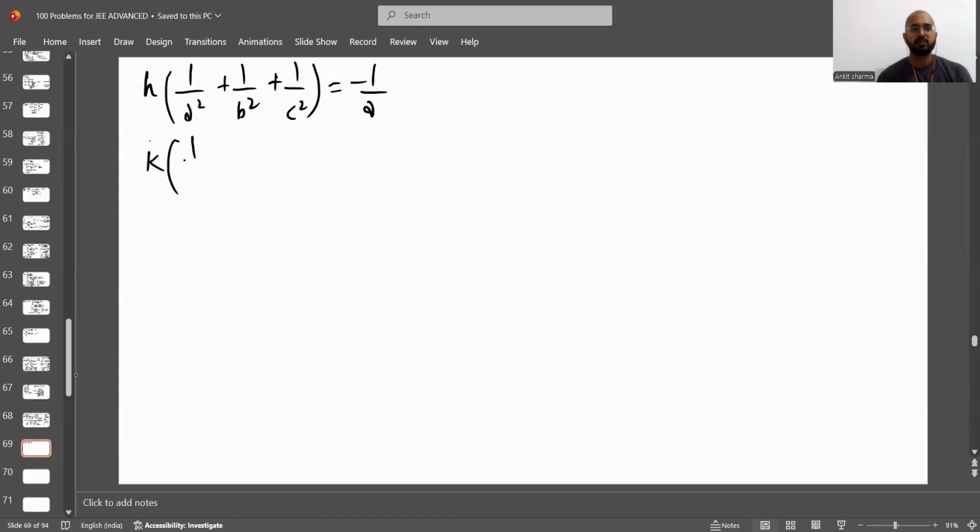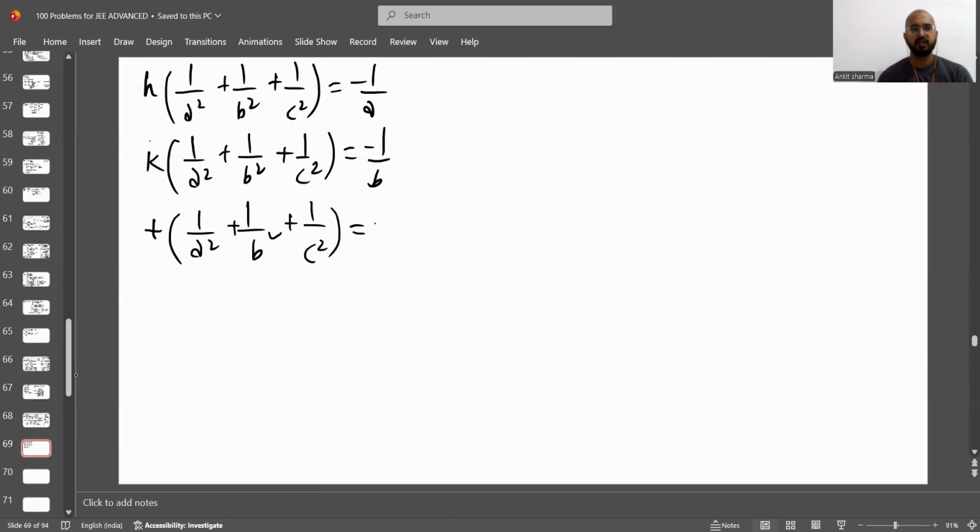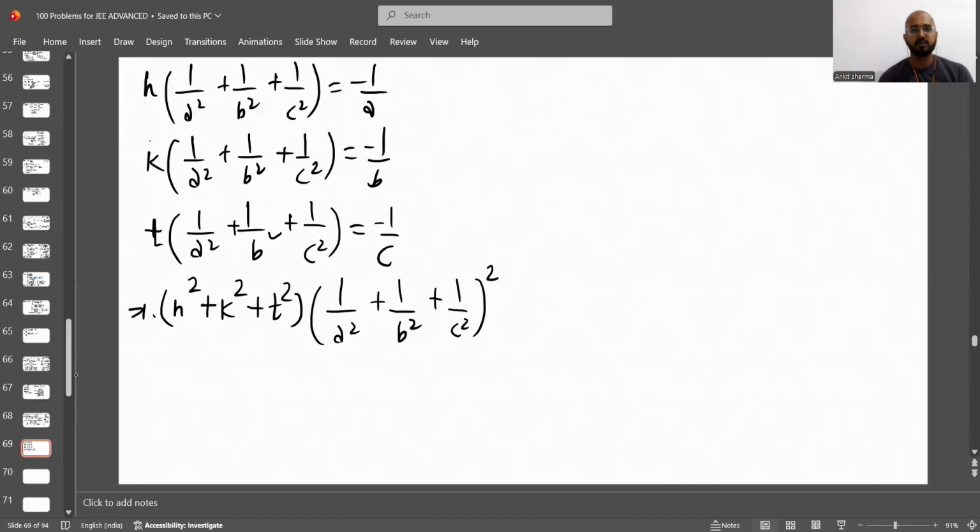And then k into the same story, 1 over a square plus 1 over b square plus 1 over c square is equal to minus 1 over b, and t into again 1 over a square plus 1 over b square plus 1 over c square is equal to minus 1 over c. The best idea that comes to mind is to square and then add. So I'm going to have (h square plus k square plus t square) into (1 over a square plus 1 over b square plus 1 over c square) the whole square is equal to 1 over a square plus 1 over b square plus 1 over c square.